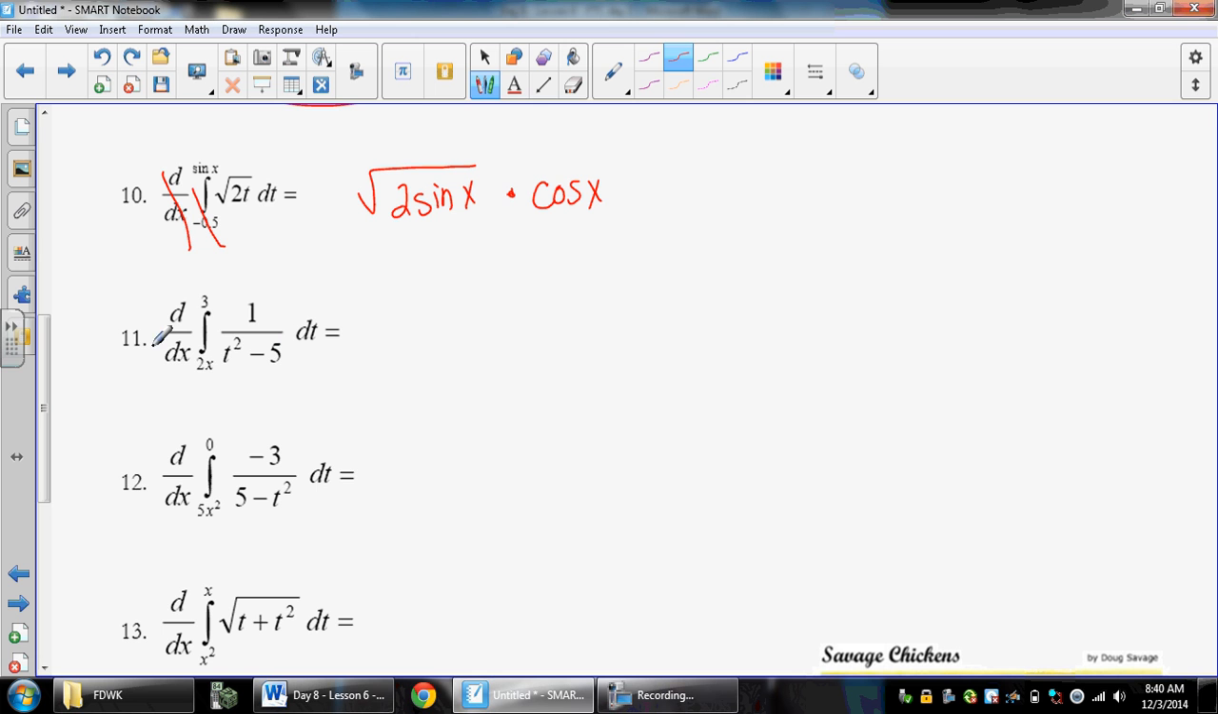Uh-oh, the x is on the bottom. Well, what we saw last time is you can negate it to bring the x on top. So I'm just going to rewrite this as 3 to 2x with a negative out in front. So then when I take the derivative of the integral, they cancel out. I put the 2x in for the t. 1 over 2x squared minus 5 times the derivative of 2x, which is 2, and then bring that negative back right here. So this really becomes negative 2 over 4x squared minus 5. Ta-da!